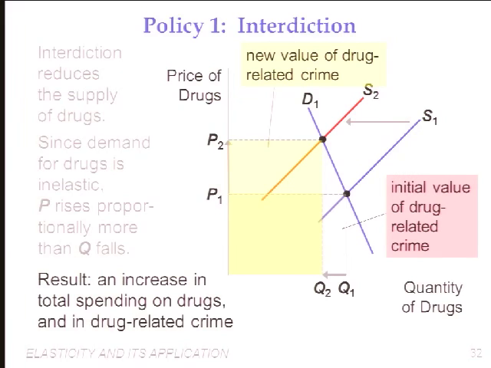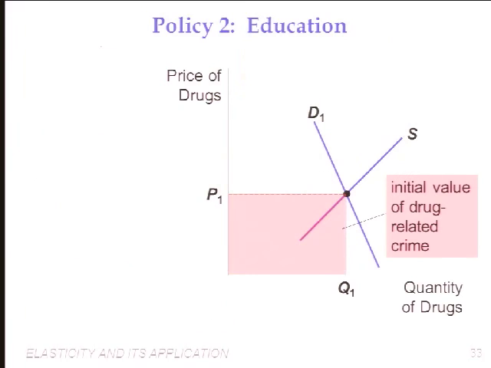Now what you're trying to do is educate people about what's going to happen to the quality of their lives if they become addicted, right? And some portion of the population actually listens to you and pays attention. And when that happens, now we don't have a shift in the supply function. Instead, we have a shift in the demand function. And what this supply-demand analysis tells us is that now both the price and the quantity fall.